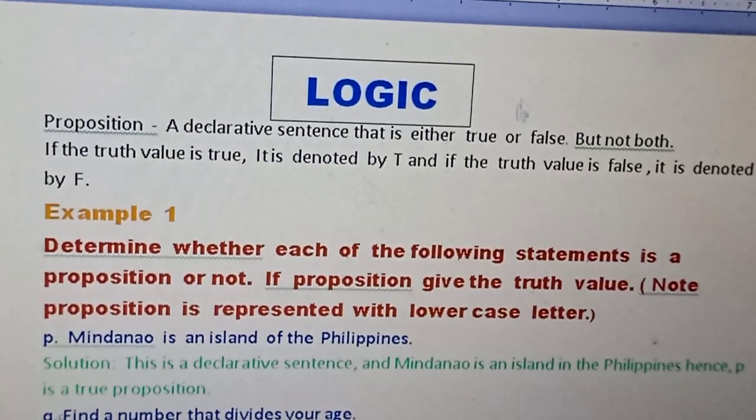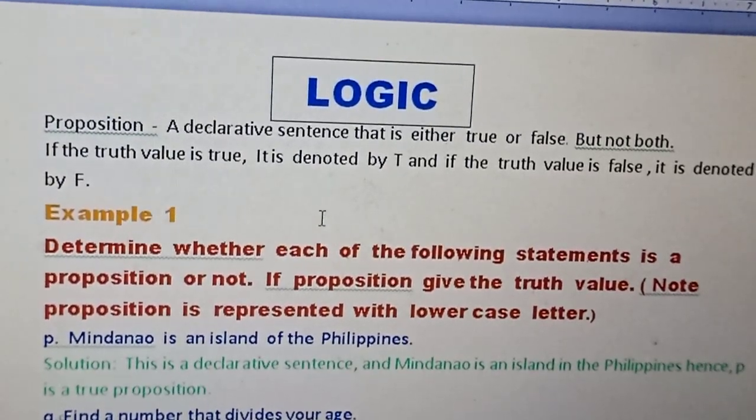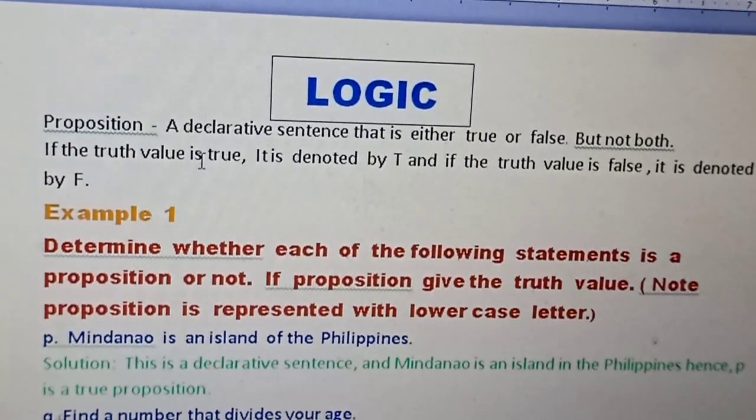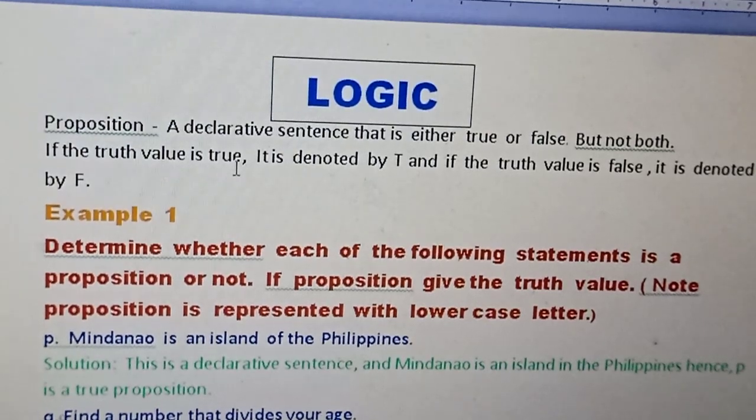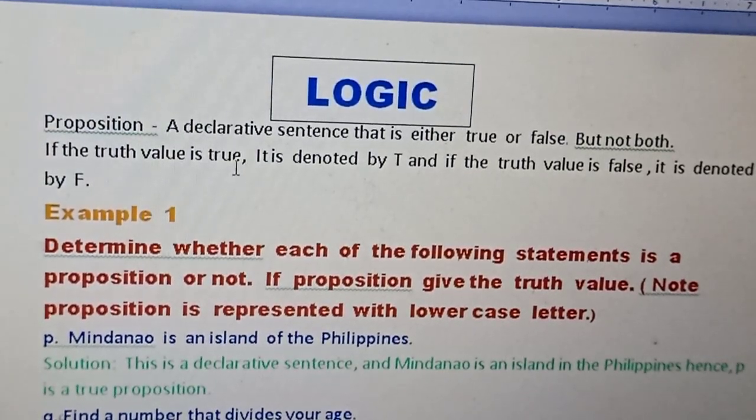In this vlog, we are going to deal with logic. And so, logic involves proposition. So we're going to discuss proposition. A proposition is a declarative sentence that is either true or false, but not both. If the truth value is true, it is denoted by the uppercase letter T. And if the truth value is false, it is denoted by the uppercase letter F.